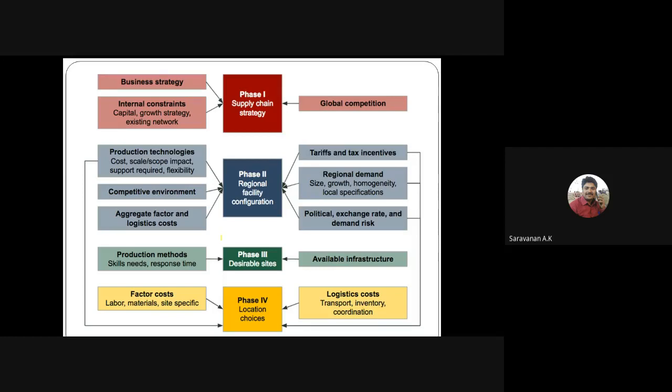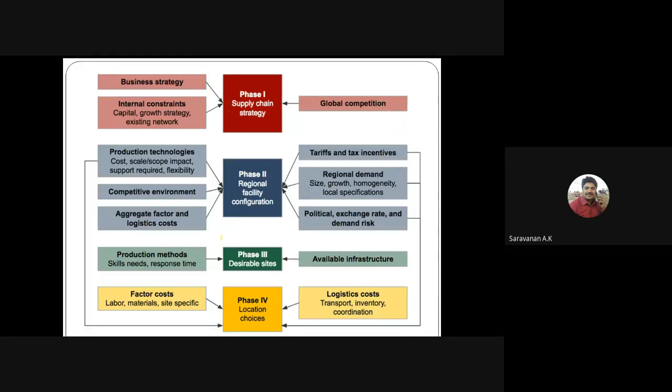The first framework of the network design decisions is the supply chain strategies. The objective of the first phase is to define the firm's broad supply chain design. This includes determining the stages in the supply chain, and whether each supply chain function will be performed in-house or outsourced.